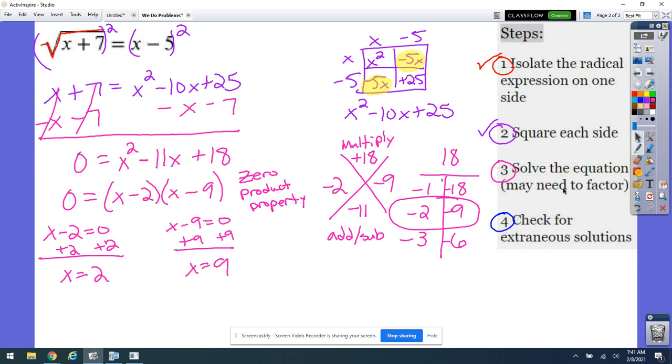Okay, so pause the video real quick. I'm going to create another video for this step 4 that we're going to talk about, the check for extraneous solutions.